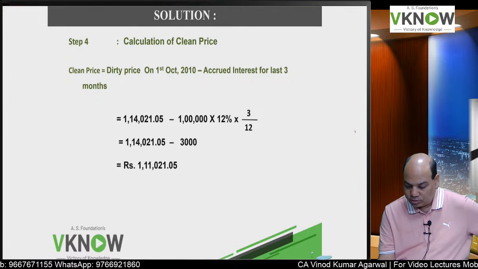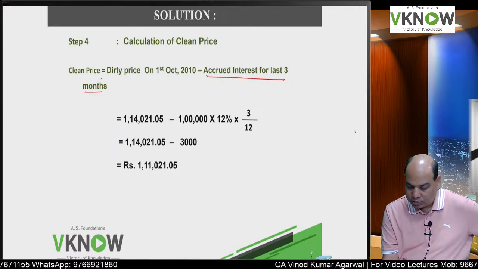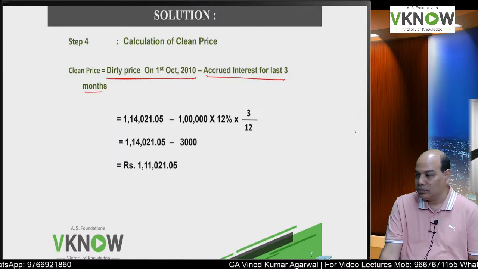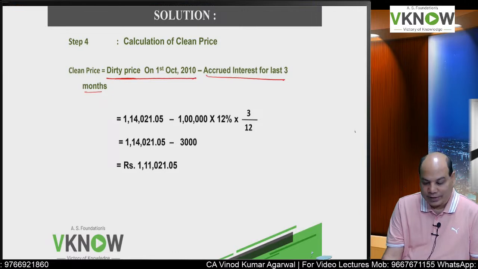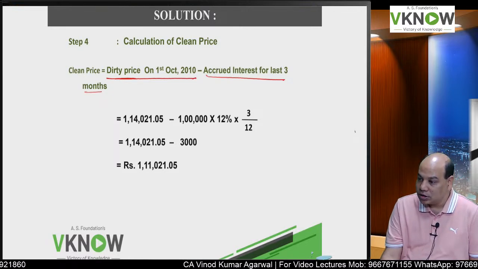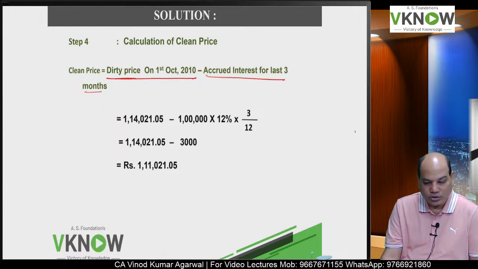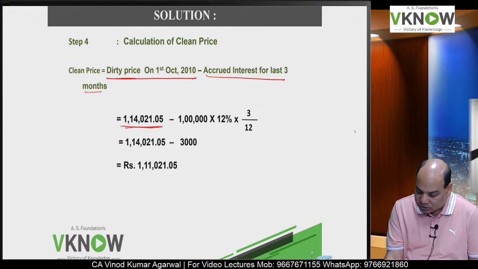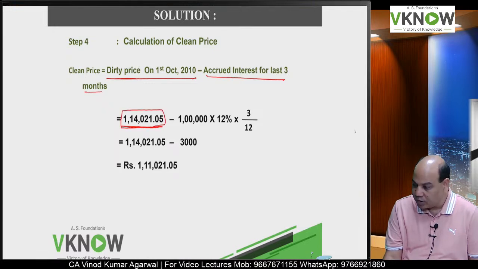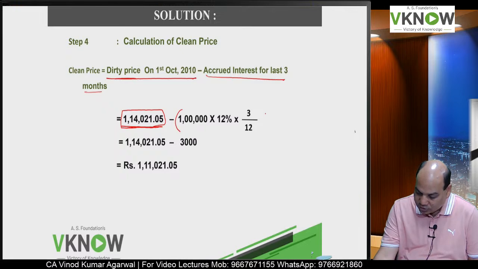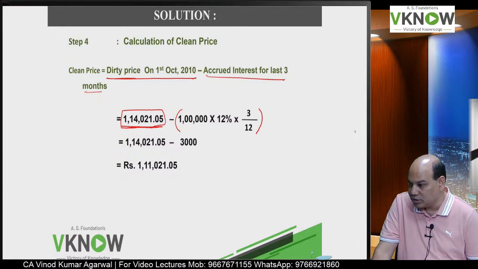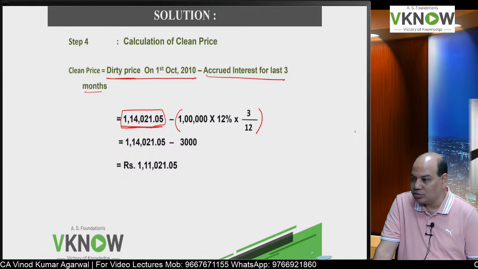First, I will compute accrued interest for last 3 months. So clean price is equal to dirty price on 1st October 2010 minus interest accrued for last 3 months. So go to the previous answer. This was the dirty price and this is the interest accrued for last 3 months. 1 lakh into 12% into 3 by 12.